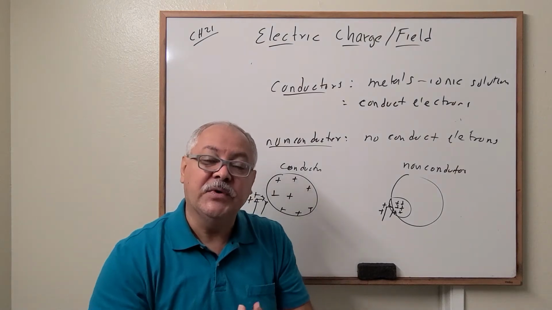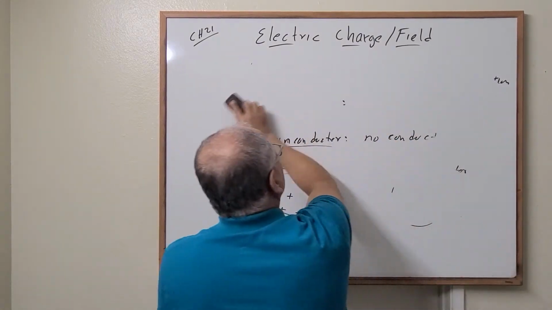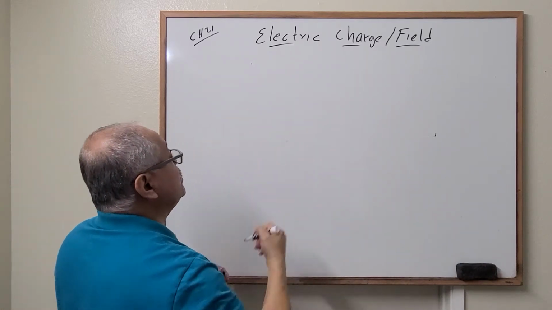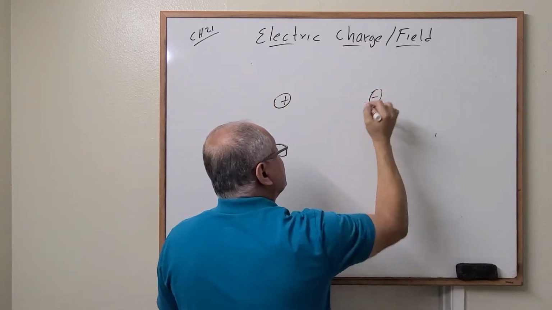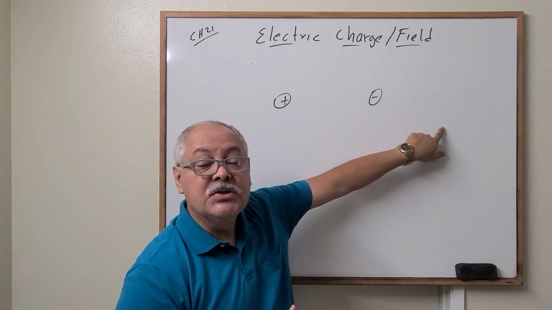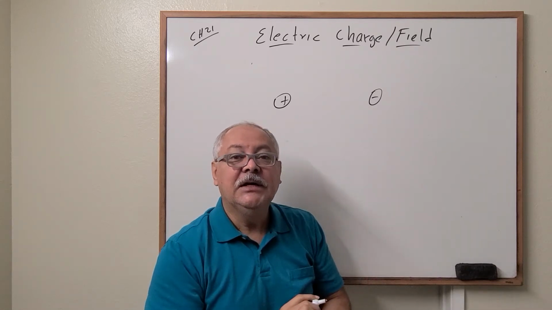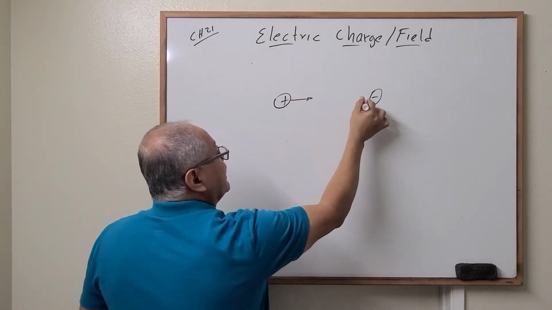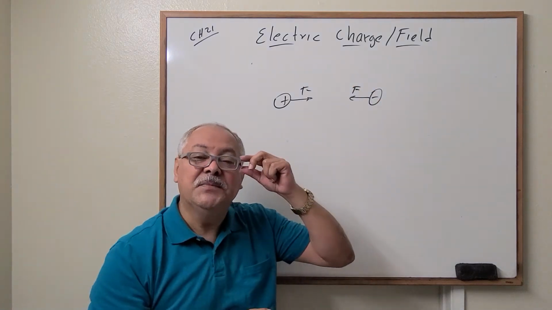Perfect. Now let's try to find the interaction. Interactions are just forces between two charges. Imagine that we have two charges, mainly point charges: a positive charge and a negative charge. According to the law that we wrote before, like charges repel and opposite charges attract. In this case there is a difference, so they attract, and we have a force of attraction.